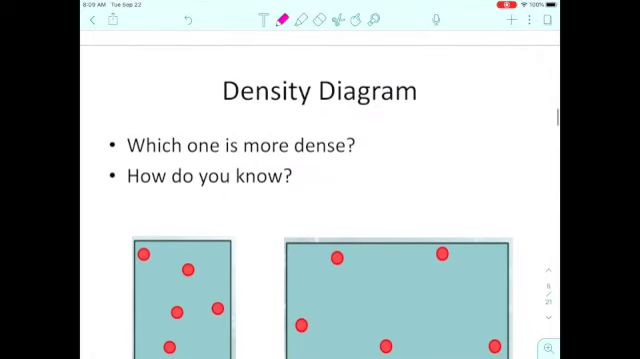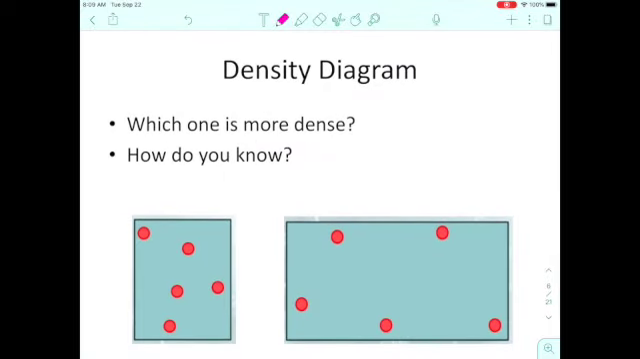All right, let's look at this one. Which one is more dense here, and how do you know? Well, we can see that these boxes are different sizes. The one on the right is a bigger box, and the one on the left is a smaller box. If you count the particles, they each have 5 particles in them. So they have the same amount of particles, which means that they would have the same mass, because that's what that's representing. But the one on the left is smaller, and you can see that the particles are closer together. So the one on the left is going to be more dense.